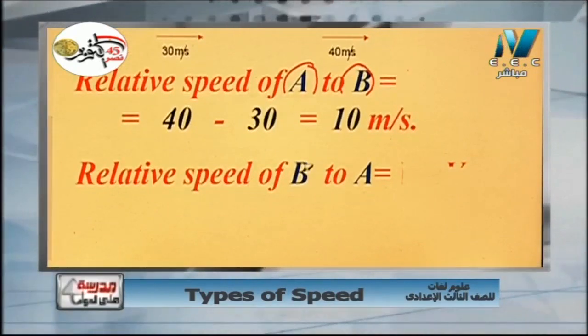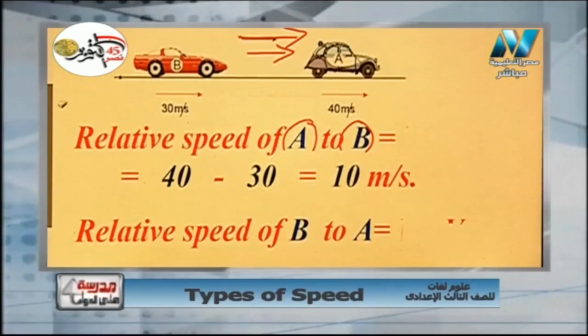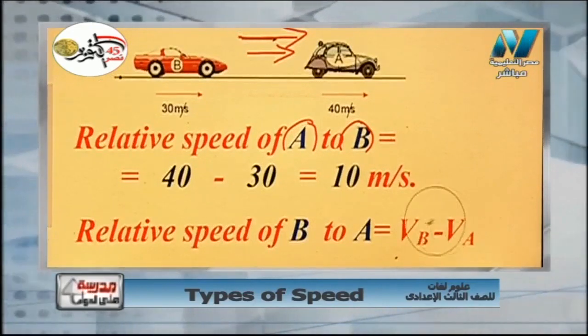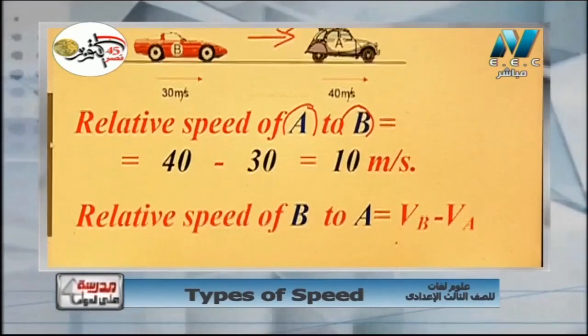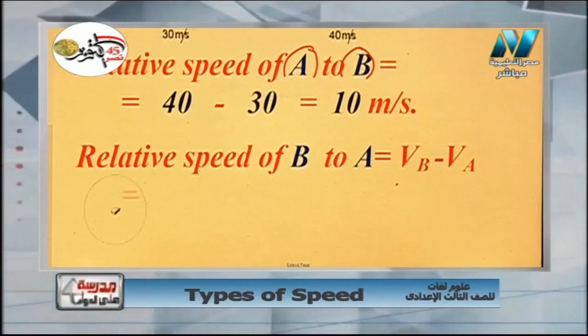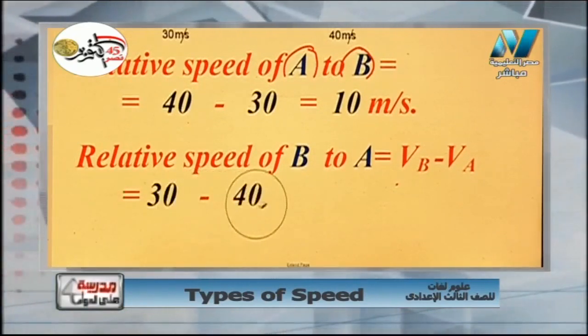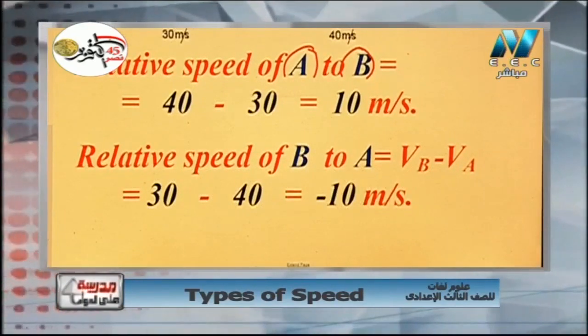Relative speed of car B to car A. So what do we use? VB minus VA. So VB equals how many? 30 meter per second. VA equals 40 meter per second. So we have 30 minus 40 equals negative 10 meter per second. So we talk about relative speed.